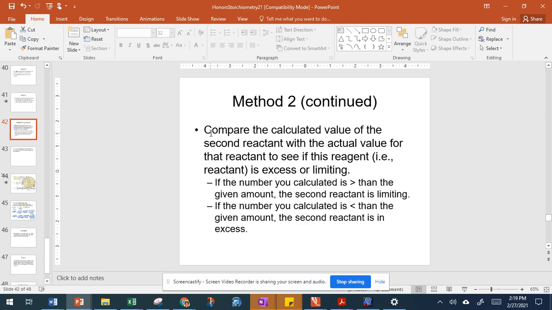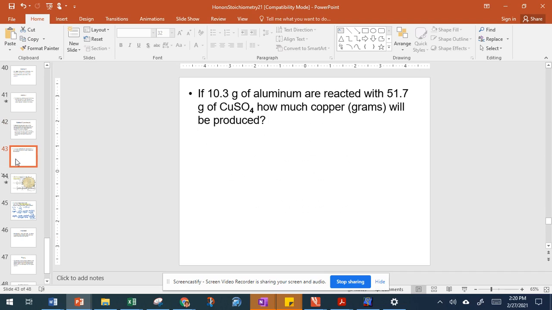Once you do that, you're going to compare the calculated value of the second reactant with the actual value of that reactant to see if this reagent or reactant is excess or limiting. If the amount you calculate is greater than the given amount, the second reactant is limiting. If the amount you calculated is less than the given amount, the second reactant is in excess. So let's do a problem like this using this technique.